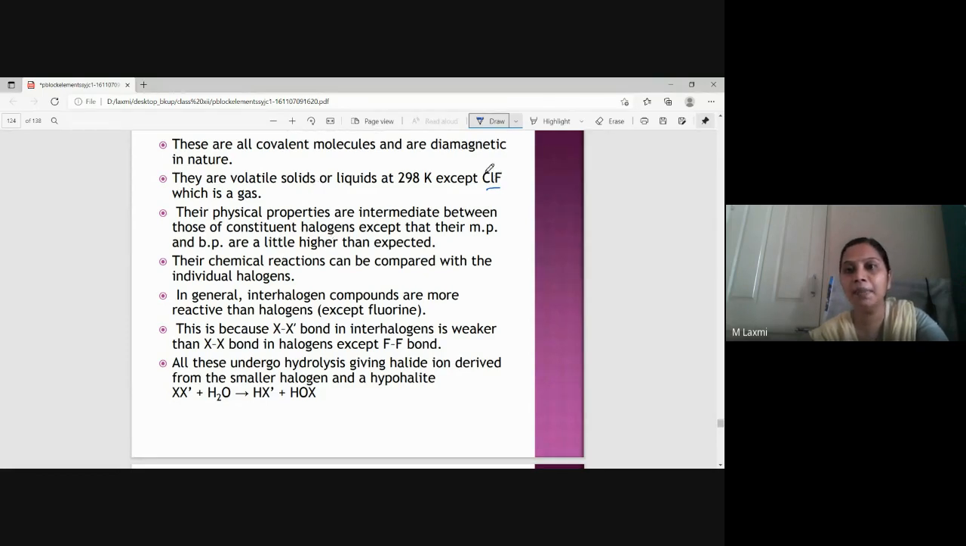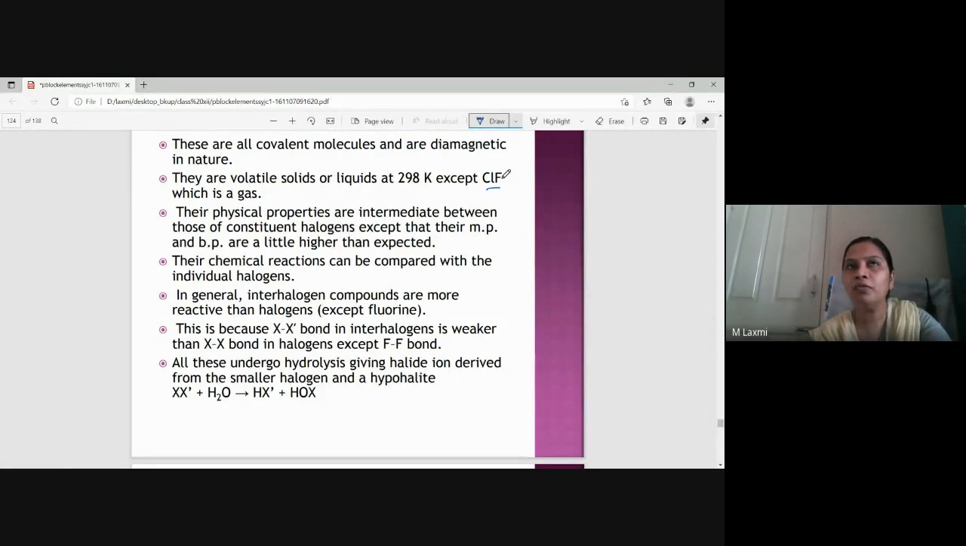Say, for example, if I want to know the melting point of chlorine fluoride, it will be intermediate between chlorine and fluorine, except that the melting point and boiling point of interhalogen compounds will be higher than expected. Chlorine will have a melting point and fluorine will have a melting point, but as an interhalogen compound it will be a little more than expected, and their reactions will be the same.